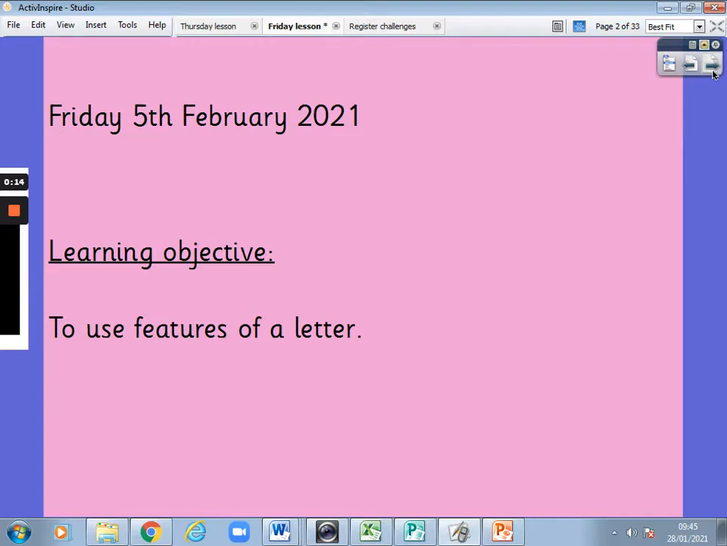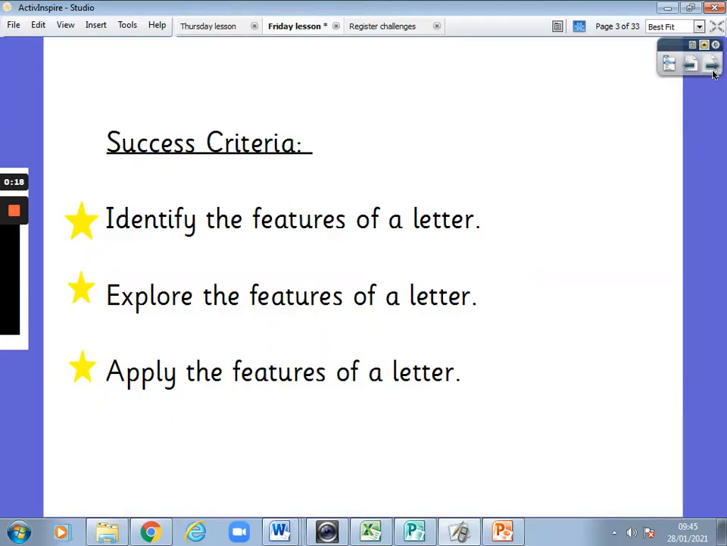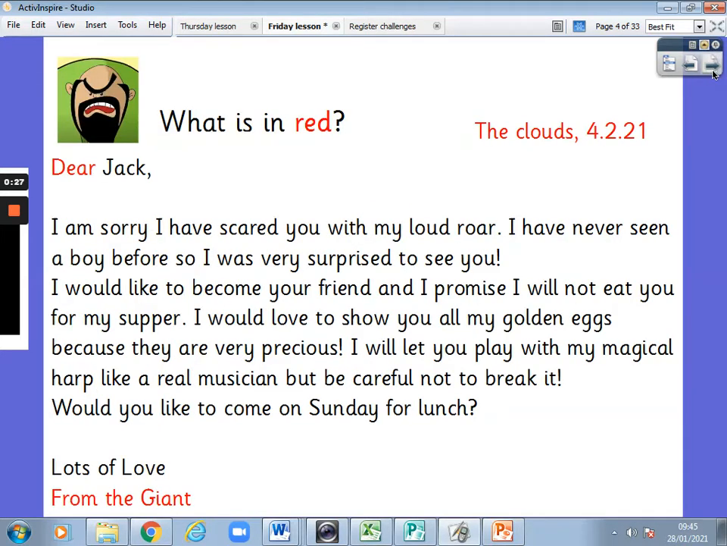Our learning objective today is to use features of a letter. We are going to identify the features of a letter, explore the features of a letter, and apply the features of a letter. Now, I'm going to read you a letter and I want you to think about what is in red.